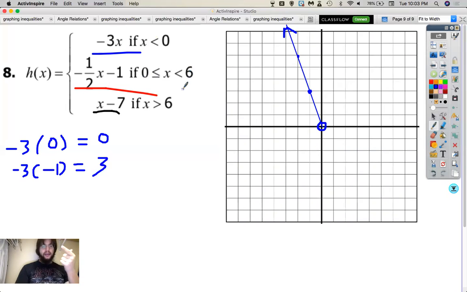I like to just plot my endpoints. Point plot. You've done that for so long, you know how to do that. Plug in 0, plug in 6, see what's what. -1/2 times something, -1. That something is 0. Oh, that's easy. -1. I got 0, -1, and look, we include it. 0, -1, inclusive.